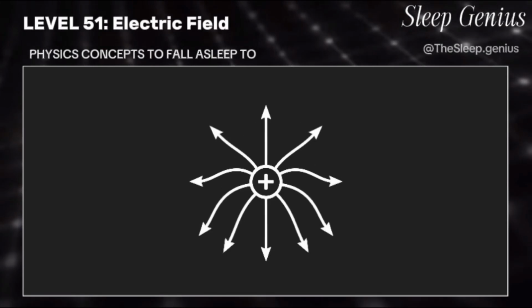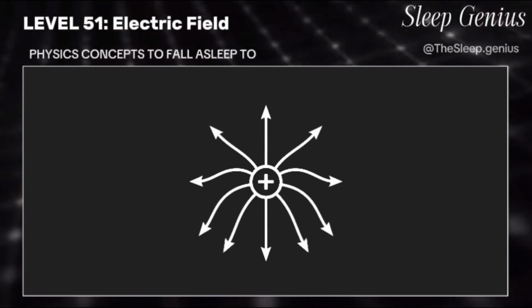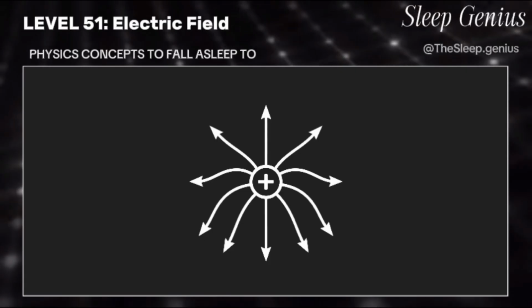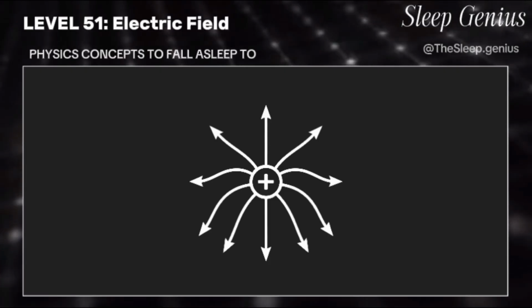An electric field is an invisible region around a charged object where it can exert a force on other charges. It represents the influence a charge has on the space around it. The essence of an electric field is the way it pushes or pulls other charges without direct contact. Electric fields exist around positive and negative charges.